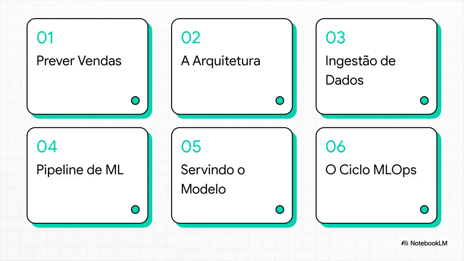So here's our roadmap for this breakdown. We'll start with the challenge of forecasting sales, then walk through the system's architecture, look at how data gets ingested, dive into the machine learning pipeline, see how the model is served for predictions, and finally, we'll tie it all together with a complete MLOps cycle.